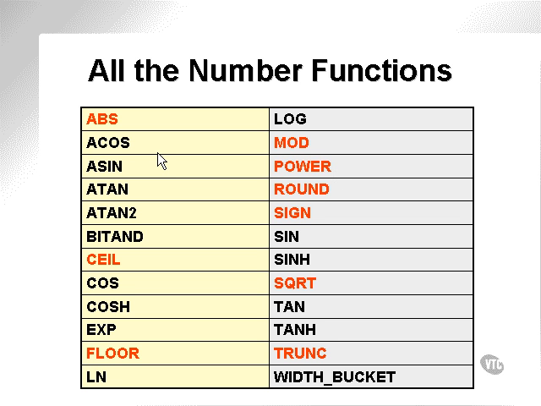The functions highlighted in red are the ones we're interested in at this point in time. The ones highlighted in black we're not terribly interested in right now. They're mostly trigonometric functions such as sine, cosine, tangent, their opposite number arc functions, as in arc sine, arc cosine, arc tangent, the hyperbolic functions, and various others. Let's look at ABS, CEIL, FLOOR, MOD, POWER, ROUND, SIGN, SQRT, and TRUNC.